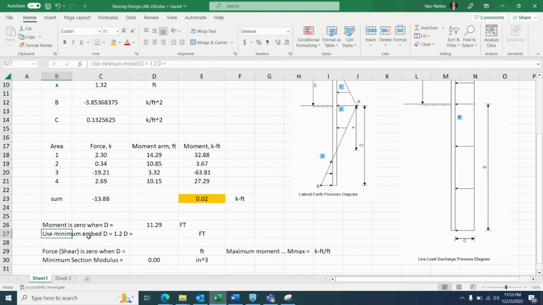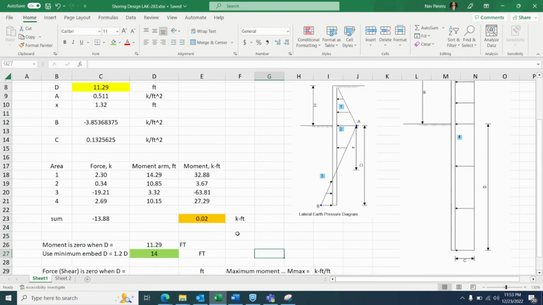But as I said, since we are using the simplified method, I will multiply the depth that I got from the calculations by 1.2. So it will be 1.2 times whatever I have here. So 14 will be my embedment depth. So 14 feet is the minimum depth the seat pile should be embedded to, so that the soil retained on the other side is stable.